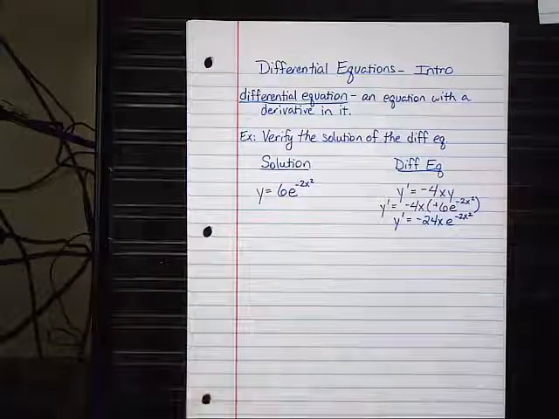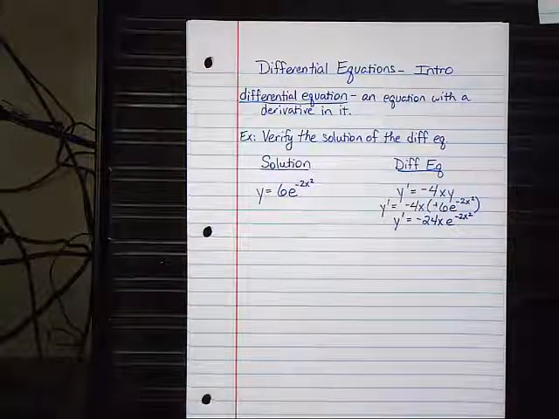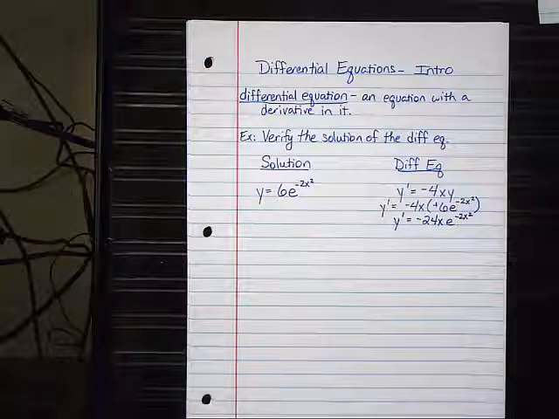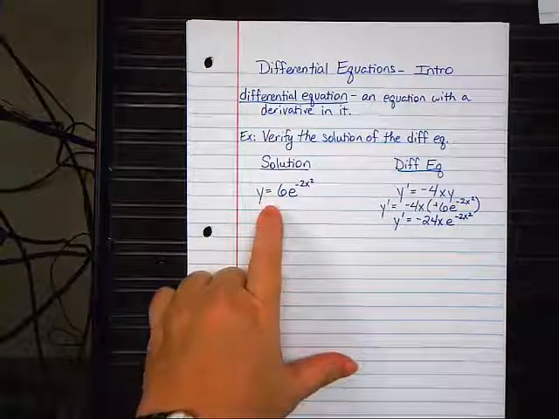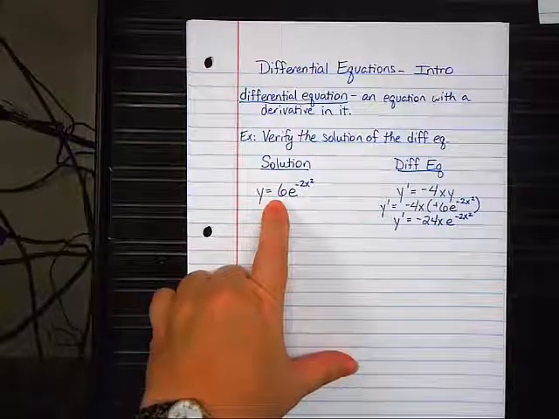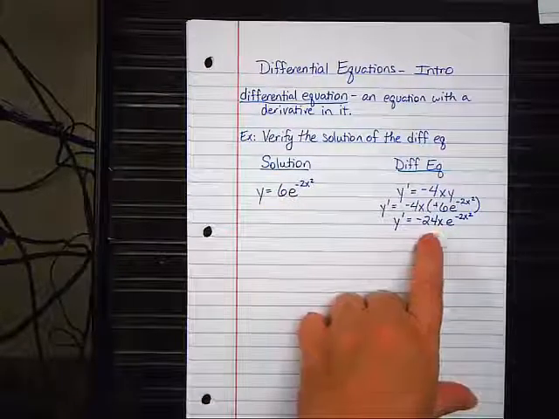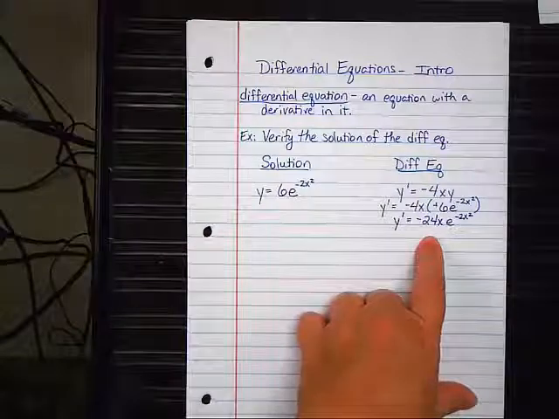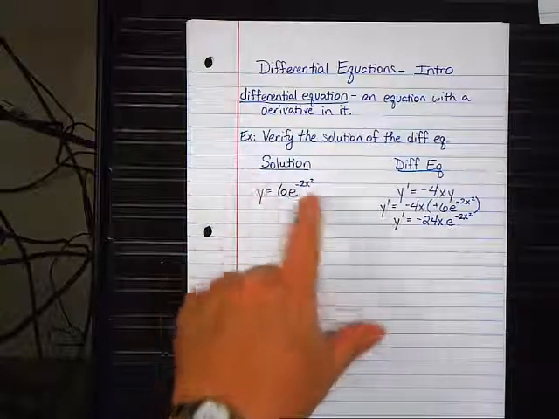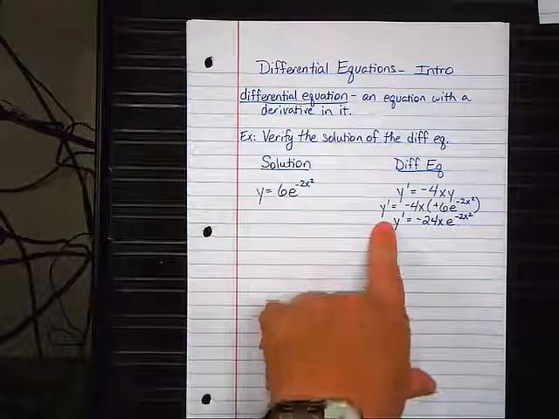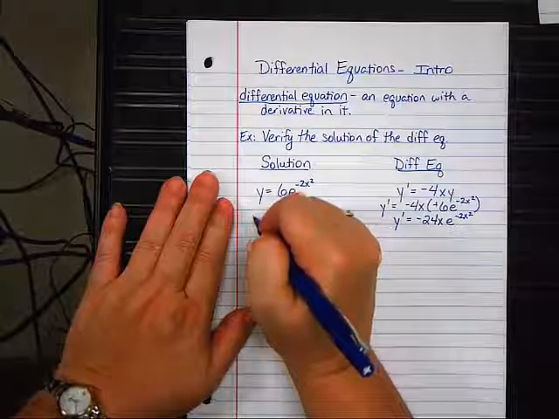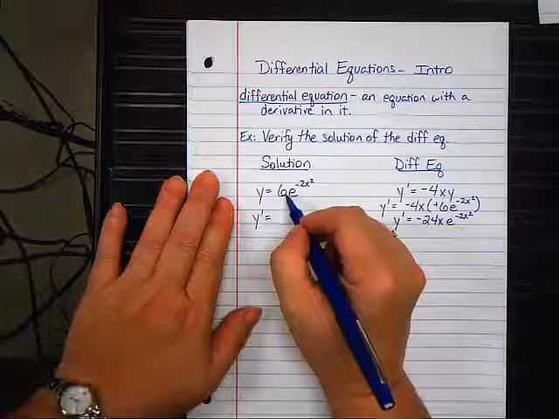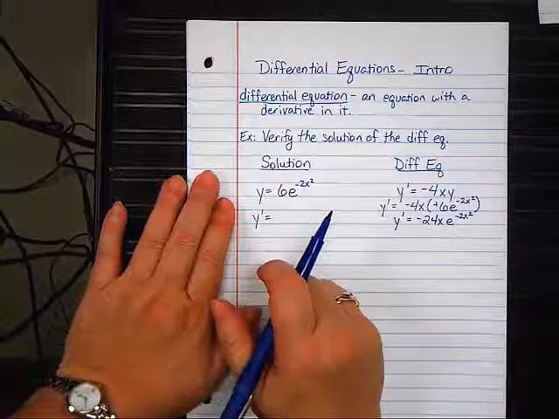Okay, have I really proved that it's the solution? No, not yet. Has anybody got an idea what I should do next? Take the derivative of both sides. Take the derivative of this and see if it's the same as this. Does that make sense? Okay, so I'm basically going to find y prime for this and plug it in for the y prime over here. Okay? So, y prime equals, how do you take the derivative of that nasty looking thing?